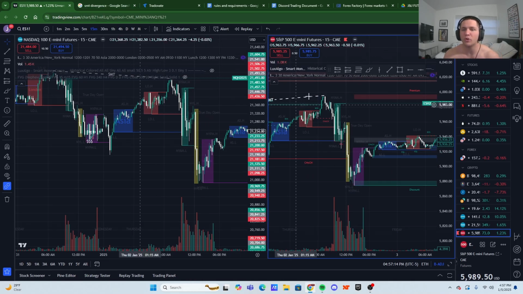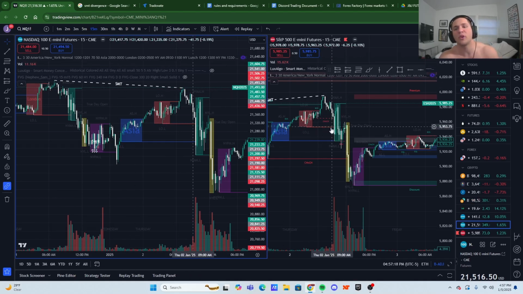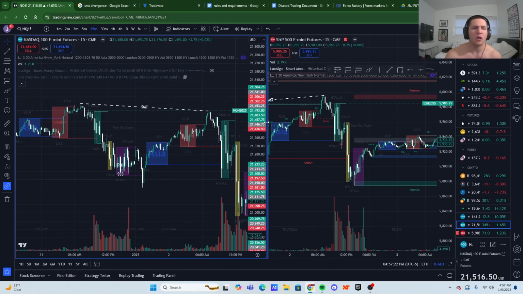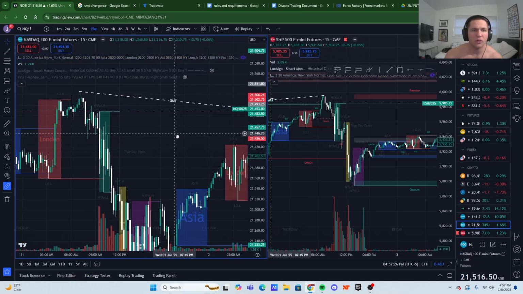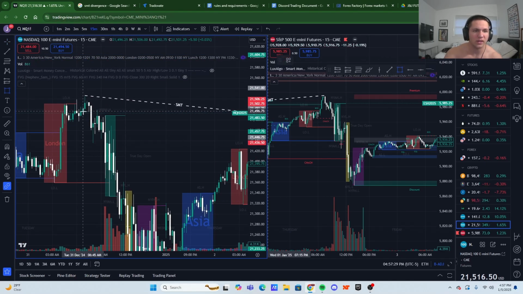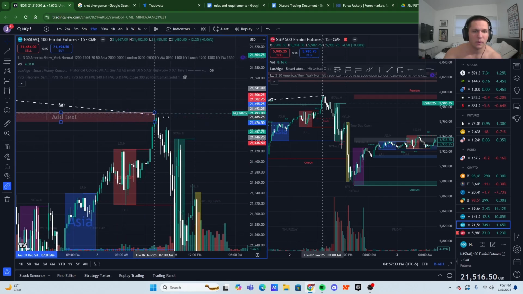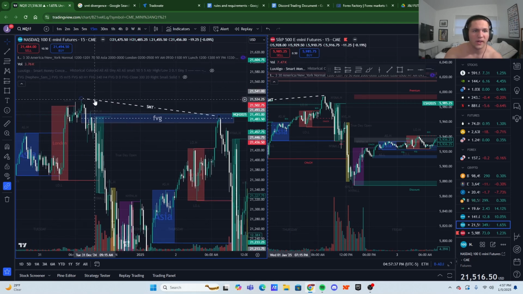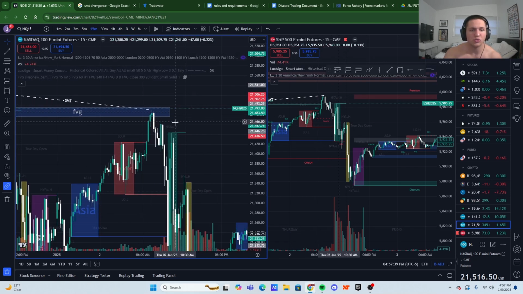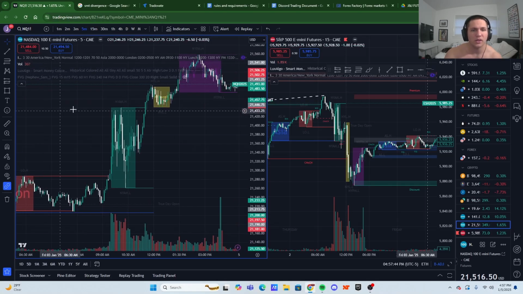So why is this important? It's really important because using SMTs, although they're not part of our entry model, they can help you find an entry even more. For example, if there's a fair value gap that we're also bouncing off of, which we could technically use this one right here. So we respected that fair value gap right here on the NASDAQ as well. That's dual confluences.